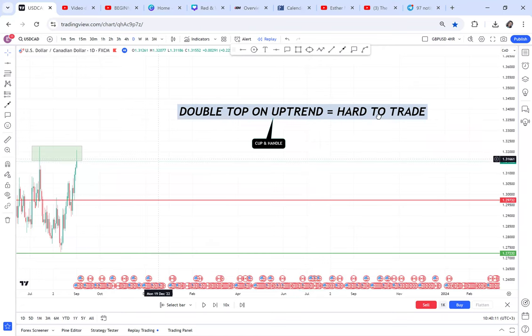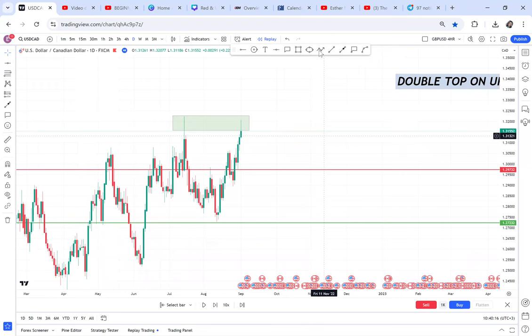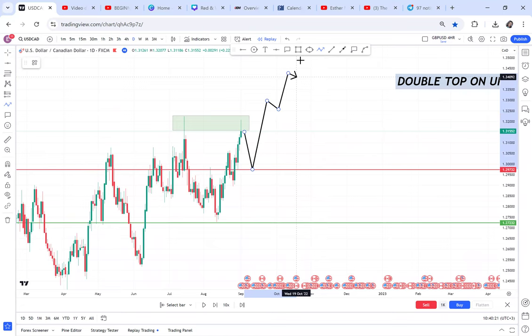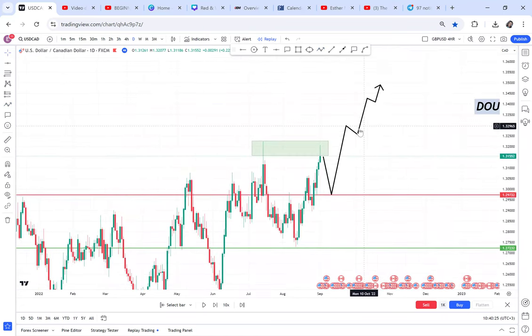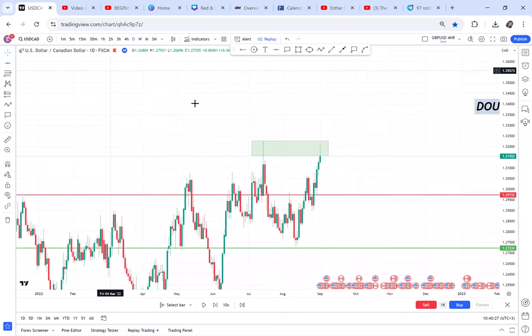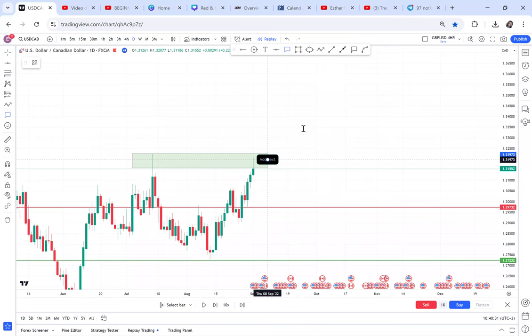Like this one, because it's on an uptrend, we can start even predicting that the market will come here and continue to go up. That's why sometimes you may see some people are accurate in their trading, because they have already mastered what works for them. We will be using the WBB strategy here because it's on the daily.